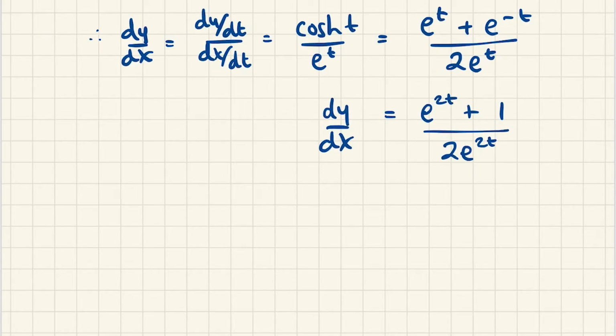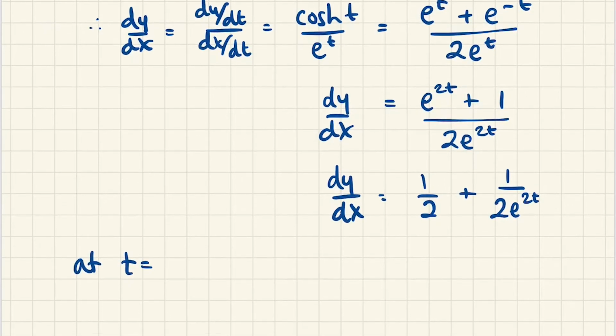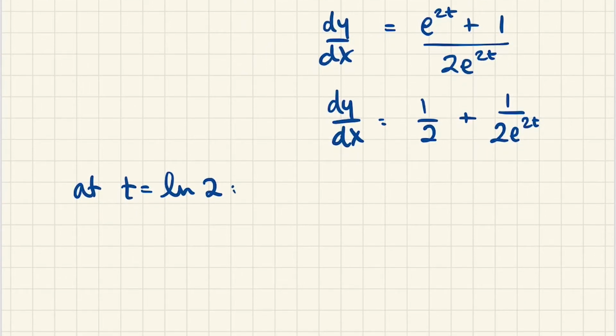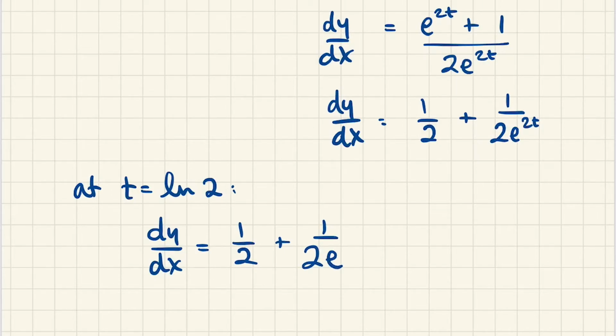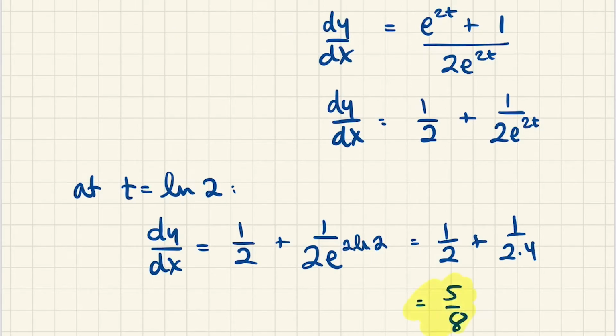Since we know we're going to plug a t value in, let's write this in a form that minimizes the number of places we need to plug t in. So I'm going to do one quick simplification where we split the fraction up into simply 1/2 plus 1 over 2 e to the 2t. So now we can plug ln of 2 in, and there's only one place to plug it in. Our dy dx is equal to 1/2 plus 1 over 2 e to the 2 ln 2. Well, 2 ln 2 is, of course, ln of 4. So e to the ln 4 is, of course, just 4. So this is like 1/2 plus 1 over 2 times 4, or 1/2 plus 1/8, which is 5 over 8. So that's what dy dx is at the moment we're interested in.